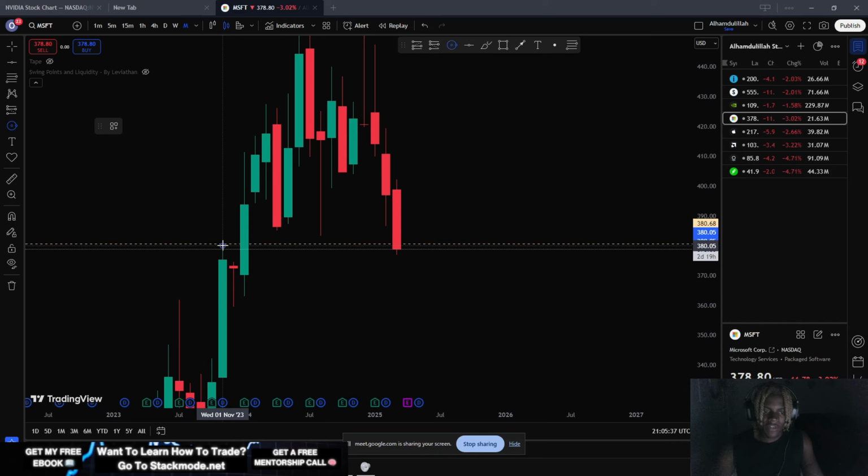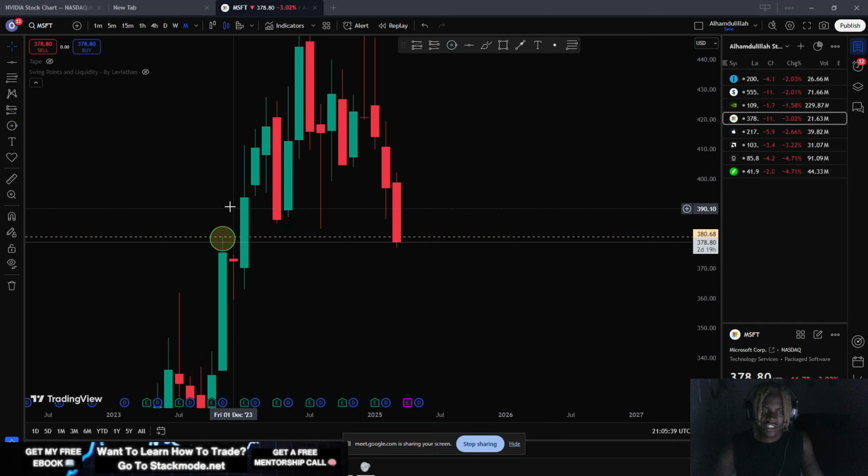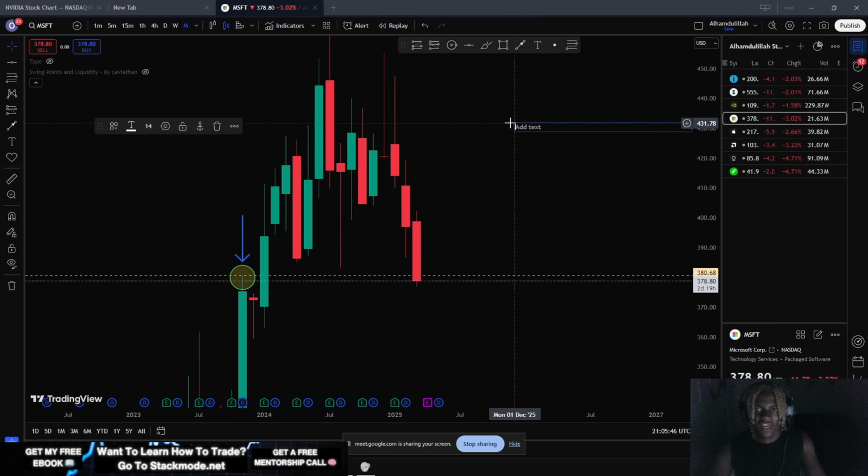So as we can see, we do have an area of resistance right here. Once again, the candlestick colors don't matter. The easiest way to find key levels is to use higher time frame resistances. And that's going to be the monthly, weekly, and the daily. That's the easiest way to find levels.